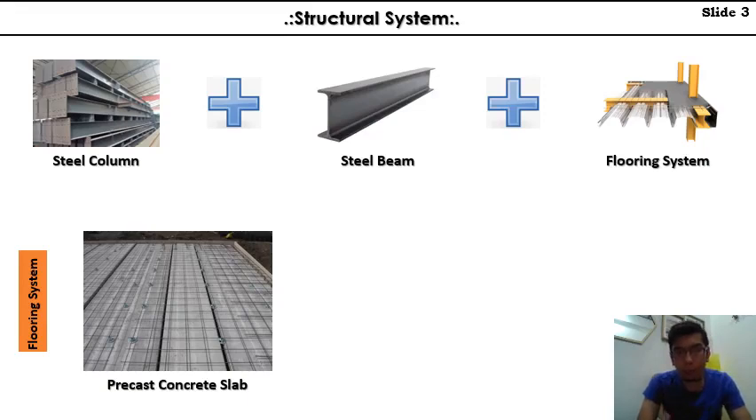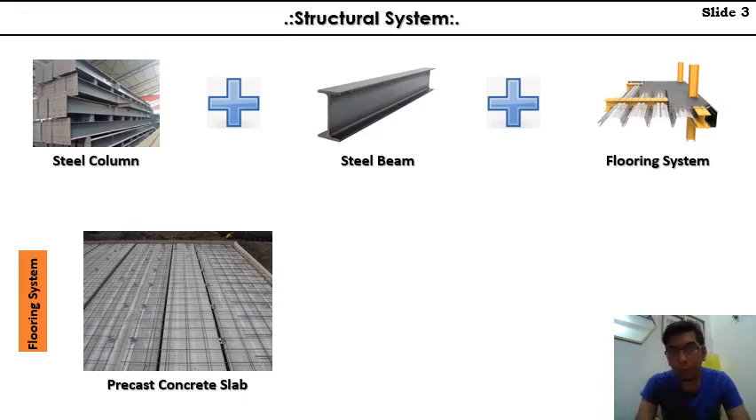So if you use a precast concrete slab, the process is that after you complete the installation of the steel column and beam, when it comes to the flooring system, the first step is that you have to lay down the precast concrete slab first. It's either a precast plank or, in the example I give you, we are using precast plank. So firstly you have to lay down and install the precast plank that you're going to use.